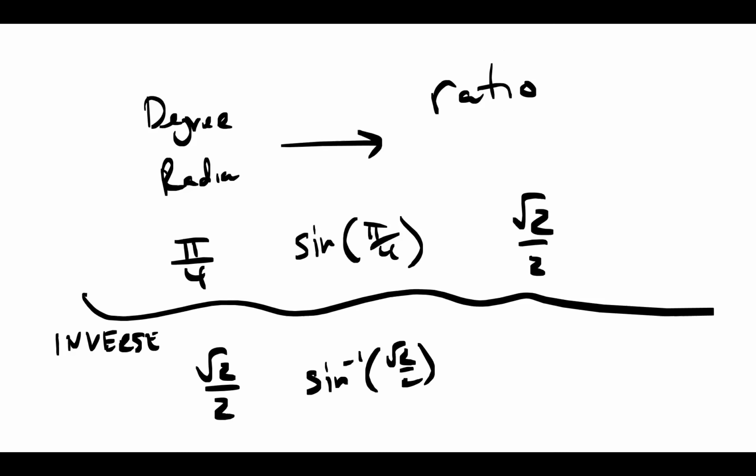And I'm going to get out a pi over 4, or 45 degrees. I'm going to get out a radian measurement or a degree measurement out of this. That's what we got. We good? Let's jam.